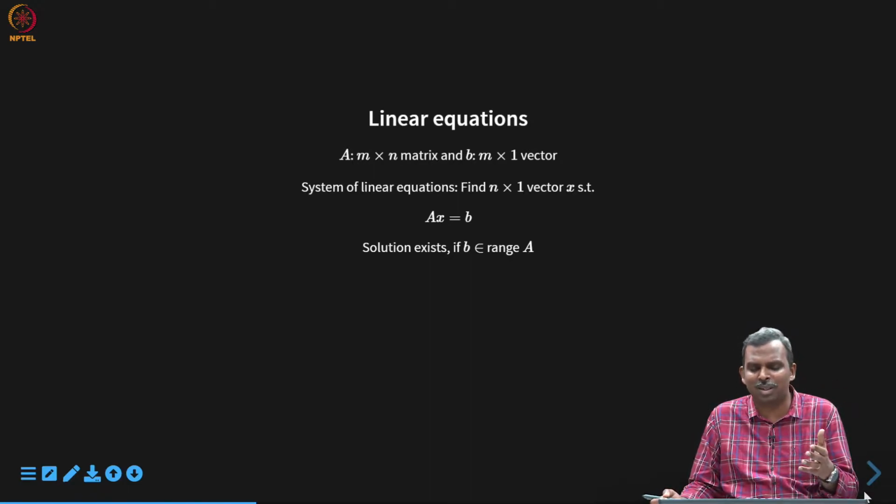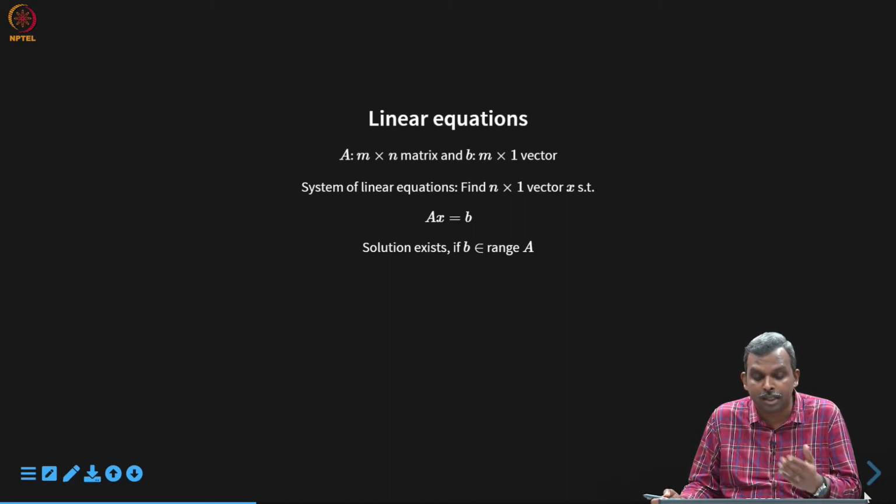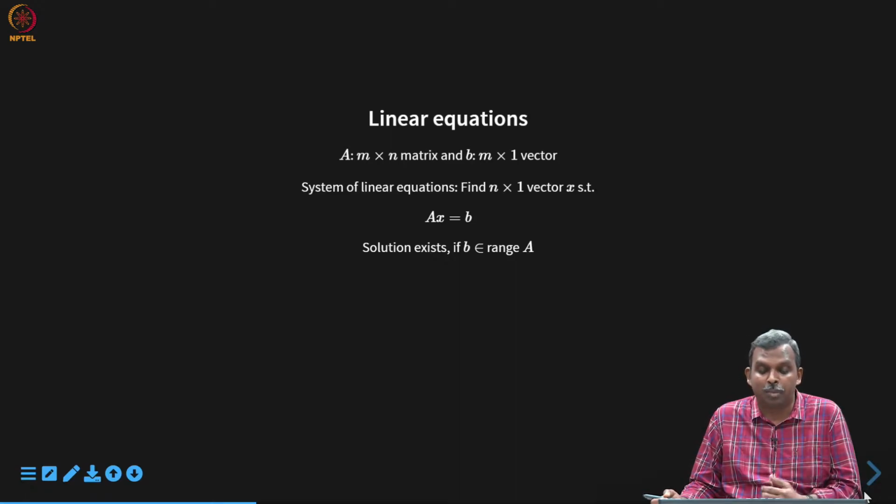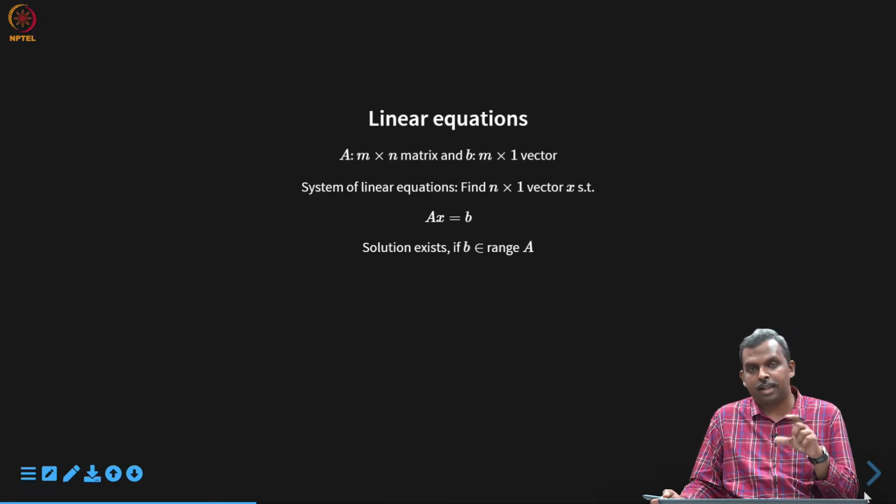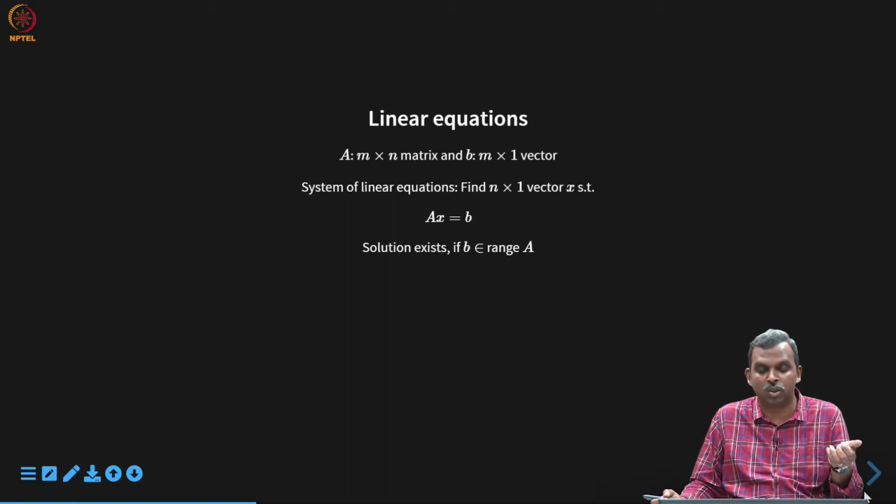We'll predominantly stick with real vector spaces over the real field in the applications, but many of the ideas can be extended quite easily. But let's begin with linear equations. A matrix A is given to you, m cross n, and a column vector b, m cross 1, is given to you, and you have to find an x such that Ax equals b. This is the standard linear equation, and you know that there is a solution if b is in the range of A. Range is the column space of A. Ax is simply an element in the range, so if b is not in the range, there is no chance that you'll have a solution. A solution exists only if b is in the range of A.